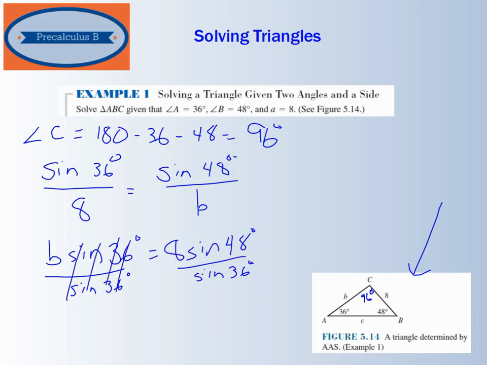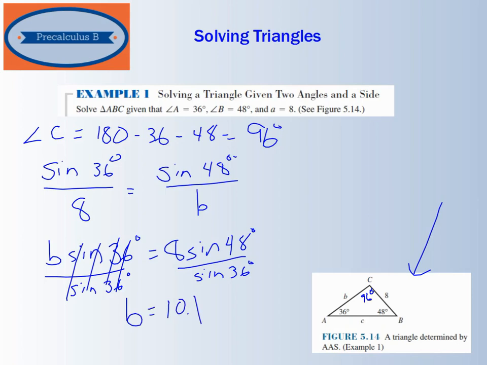Now we would need to plug this into a calculator. When you do that, you want to make sure that your calculator is in degree mode. I'm just going to quickly type this into my calculator that I have sitting in front of me. You would do 8 times the sine of 48 degrees, which gives you about 5.95, and you would divide that by the sine of 36 degrees, which gives me a value of about 10.1. So b is equal to approximately 10.1, and we don't have units, so it would just be 10.1 units.